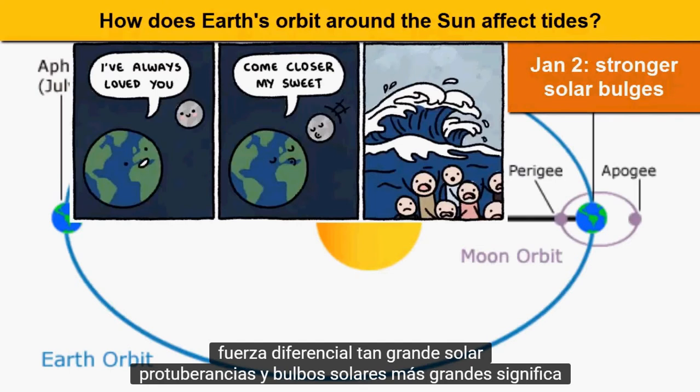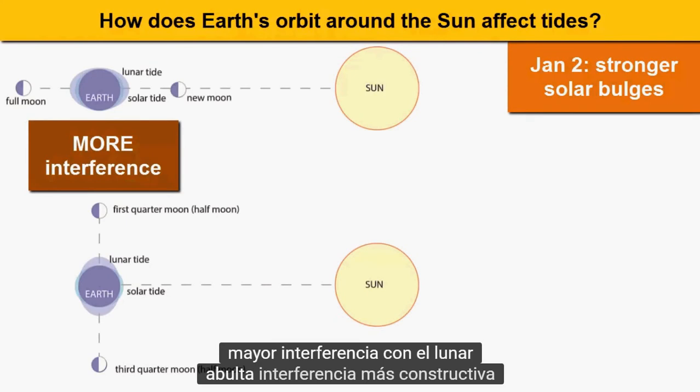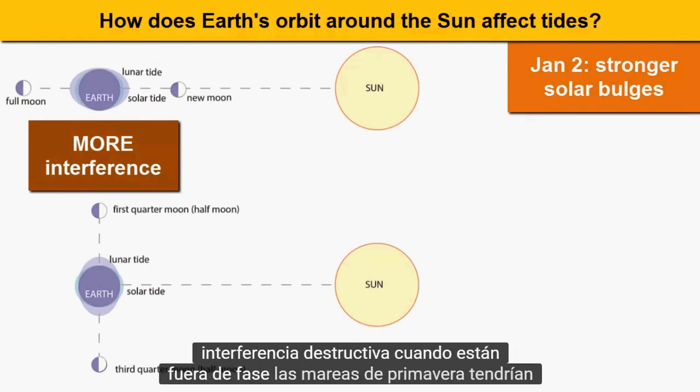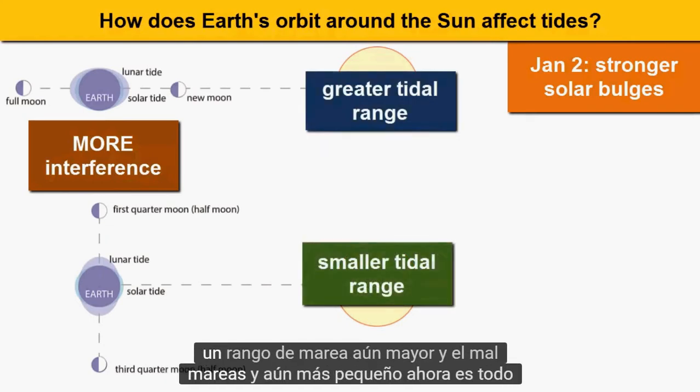And bigger solar bulges means greater interference with the lunar bulges, more constructive interference when they're in phase, and more destructive interference when they're out of phase. The spring tides would have an even greater tidal range, and the neap tides an even smaller one.